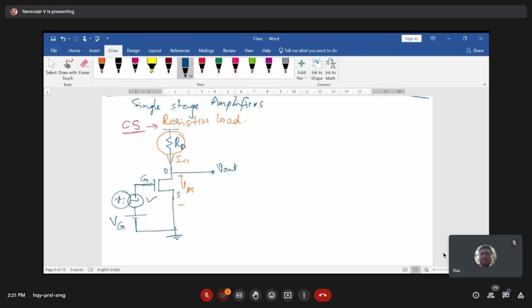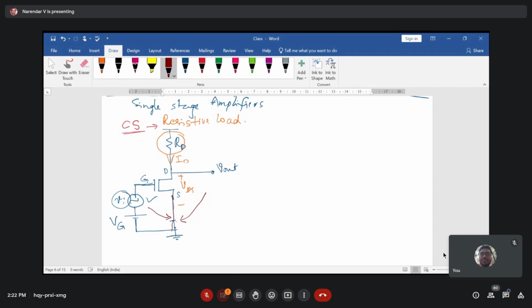Right? We call it common source because your source terminal, which is connected here, is common for the input side and common for your output side. So you can call it a common source amplifier, and the load element is a resistor. So you can call it a common source resistive load amplifier.